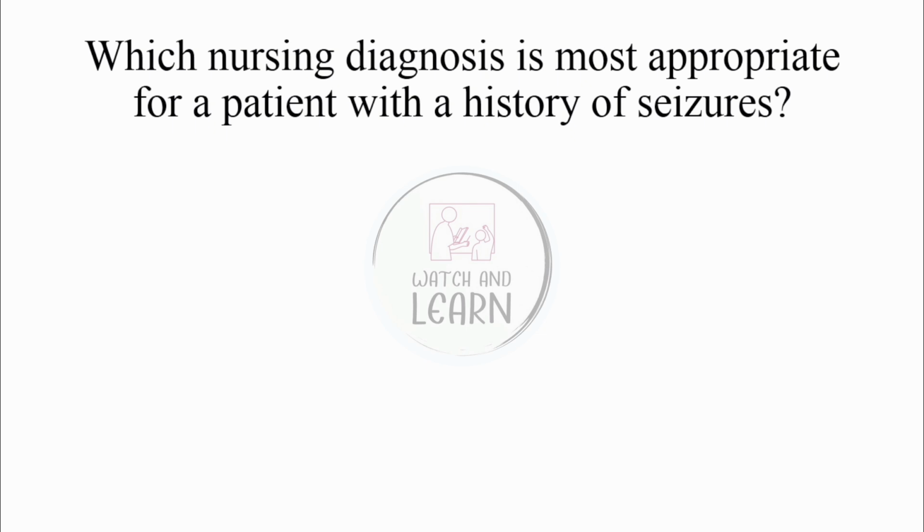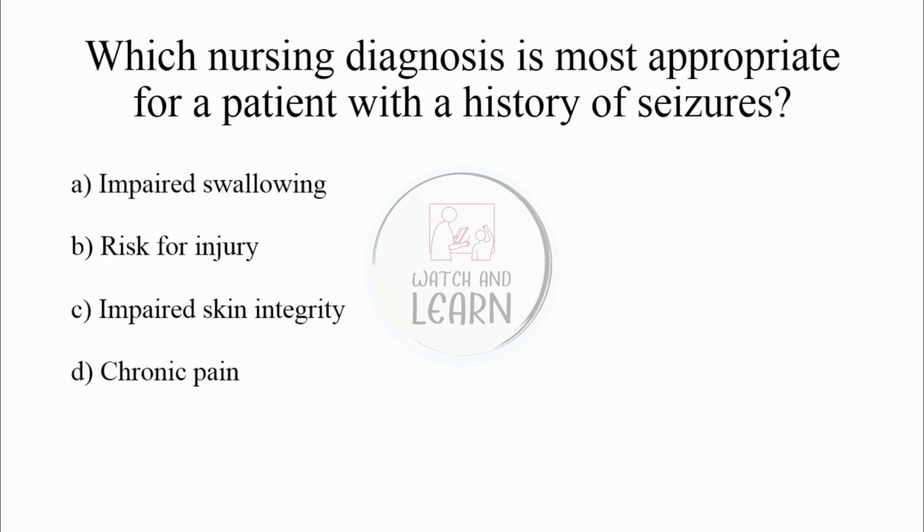Which nursing diagnosis is most appropriate for a patient with a history of seizures? Options are option A, impaired swallowing, option B, risk for injury, option C, impaired skin integrity, option D, chronic pain. The right answer is answer B, risk for injury.